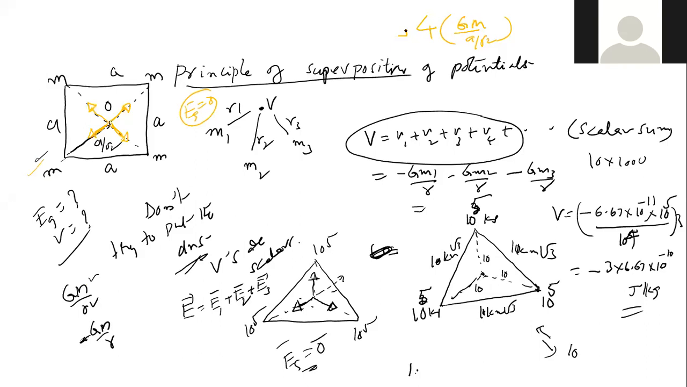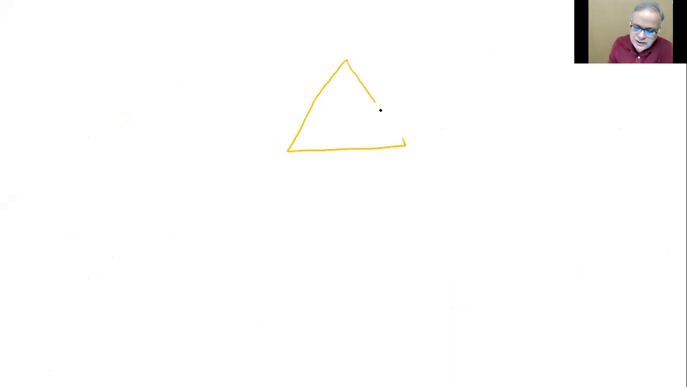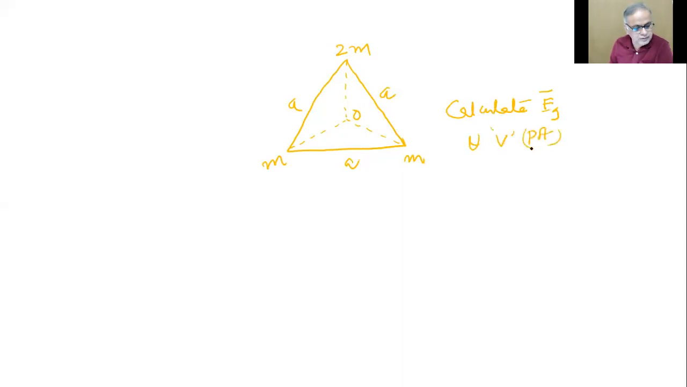Yes, now this one you tell me. I have 3 masses, like this. This is 2m, this is m, this is m. Now, at the center of the triangle, this is O, calculate Eg, that is gravitational field strength, and V, the gravitational potential. Come on.